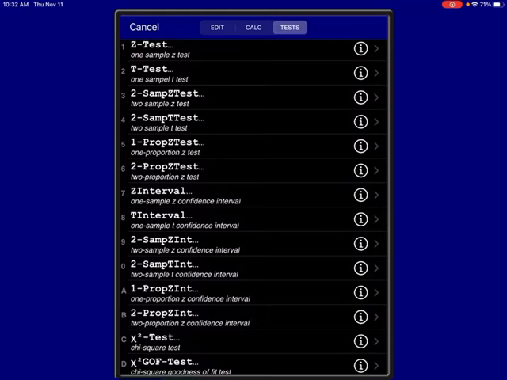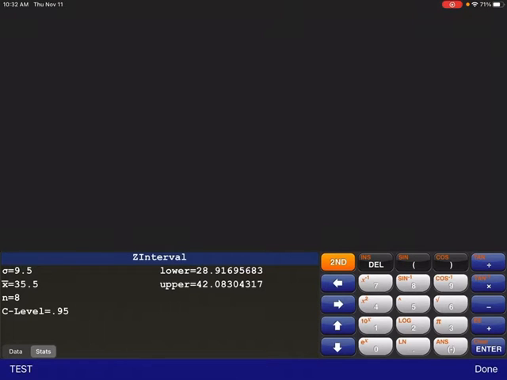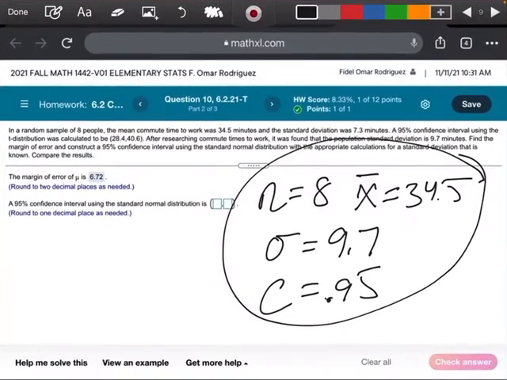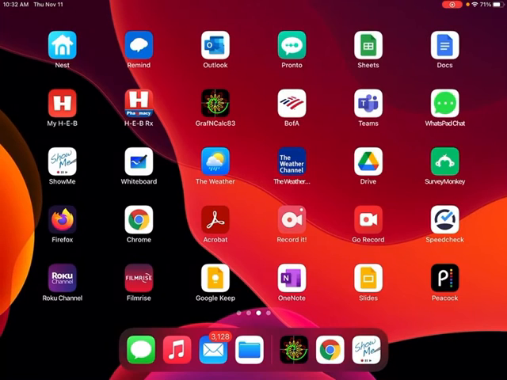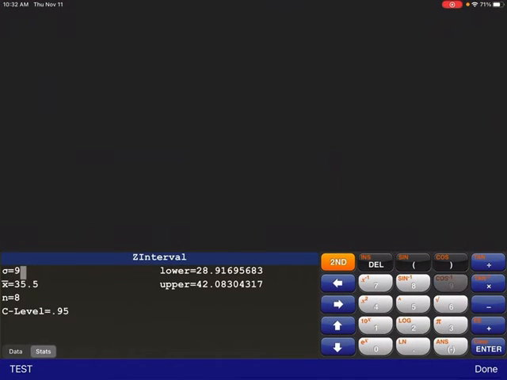Come back to my calculator. I'm going to hit stat. I'm going to go to tests. I'm going to do my z interval test, okay? So let's see. We have some information here. Oh, let me go back, because 9.7 and 34.5 are the two pieces of information that I know. So 9.7 for my population standard deviation, 34.5. My n is 8. My confidence level is 0.95. Okay, so I believe in these problems here, y'all, it's asked me to do one decimal place.